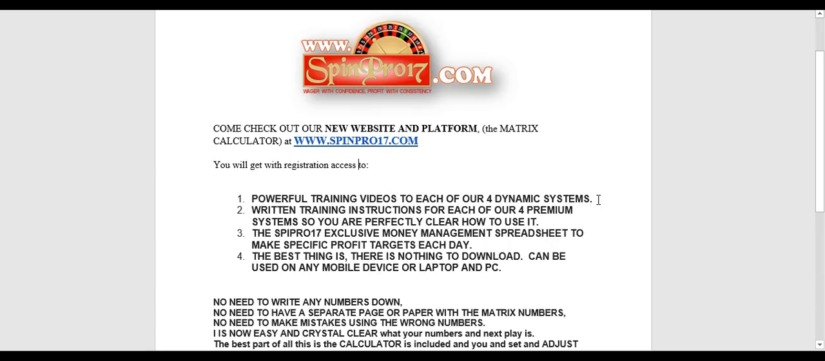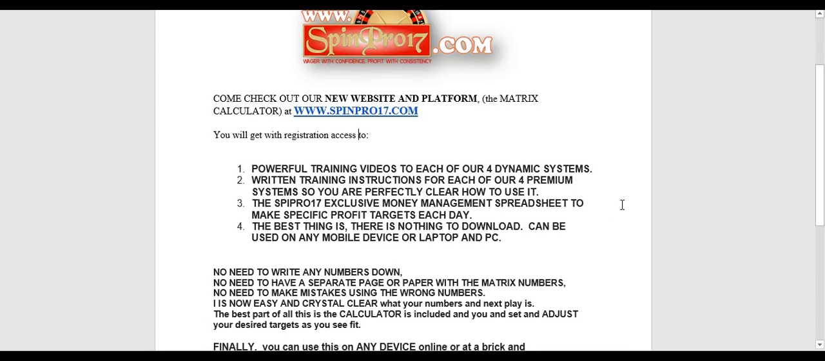And again, crystal clear. And you can actually set the calculator again to the adjusted desired targets you want, and as you see fit, whether it be $2 per spin, $5 per spin, $7 per spin. So you can also use this at a brick and mortar casino, a live casino. Of course, not on a live table.